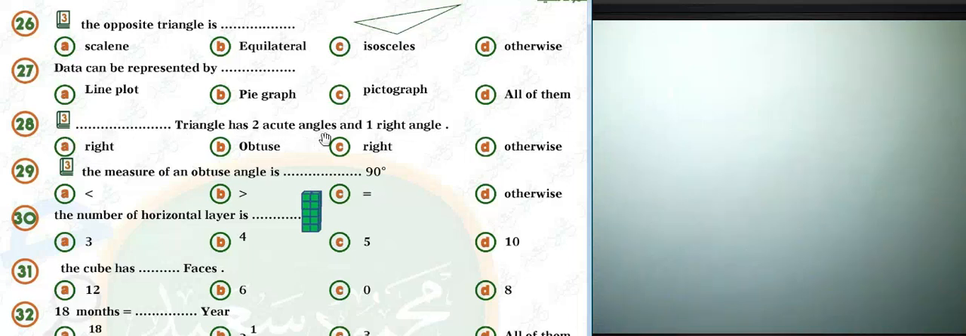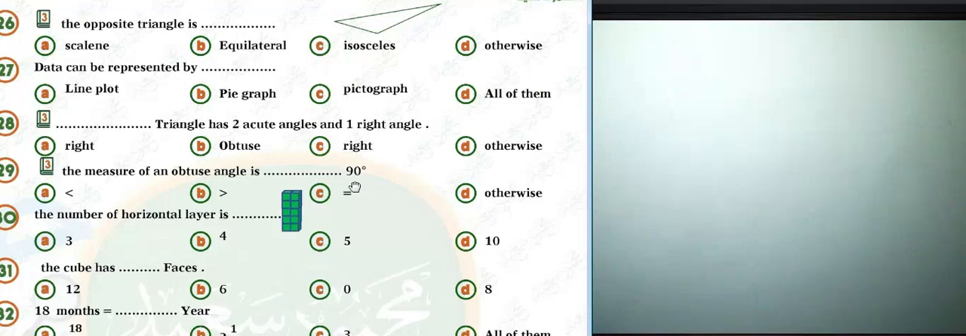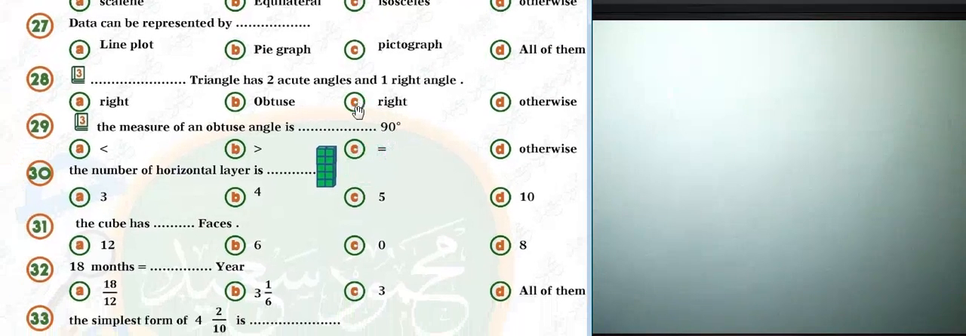Question 28. A space triangle has 2 acute angles and 1 right angle. We call it a right angle triangle. Letter C. Choose letter C about question 28.